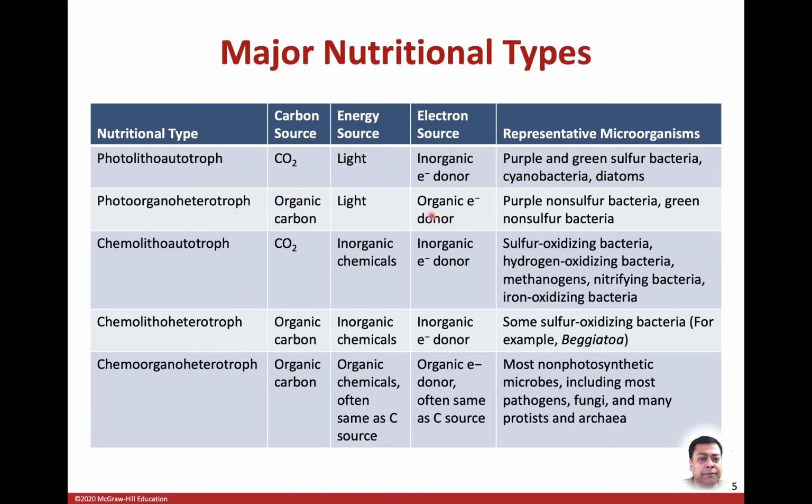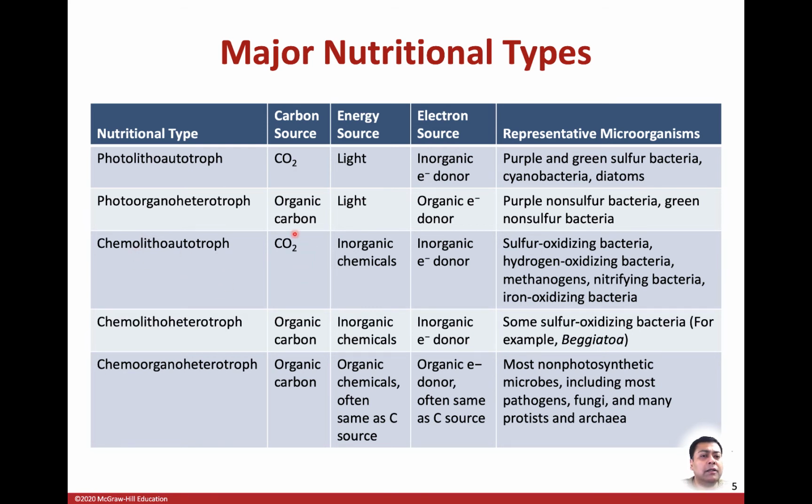This is a very specific group where you see the purple non-sulfur bacteria, green non-sulfur bacteria. These are mainly present in some of the polluted lakes or the rivers, and you do not have too many examples of these, but there are some examples, as I said, in high organic content material containing lakes, rivers can have these photoorganoheterotrophs.